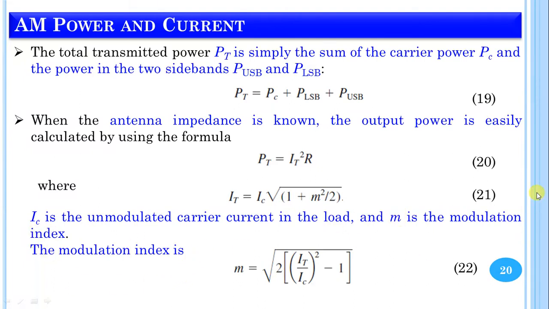So by rearranging equation 21, the modulation index can be calculated. M is equal to root of twice (It upon Ic) square minus 1. So this is another important expression with which we can calculate the modulation index when the unmodulated carrier current and total current are given.